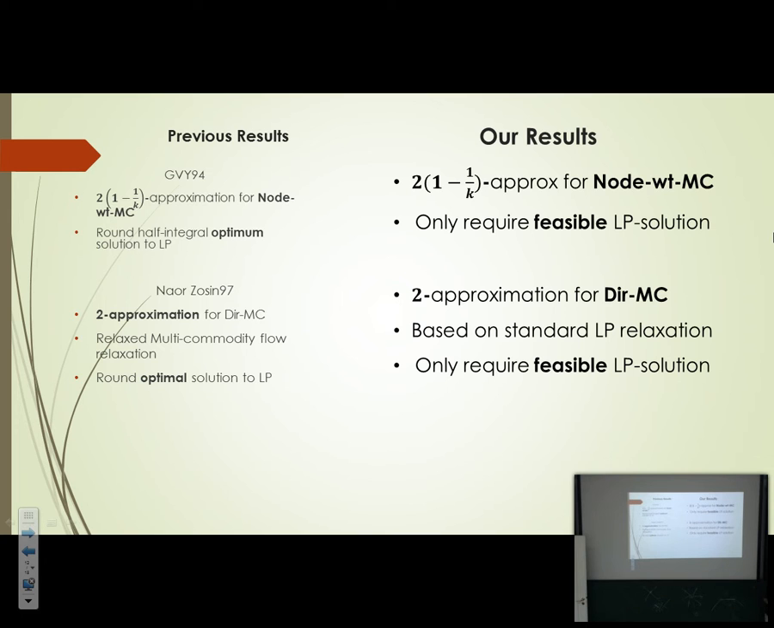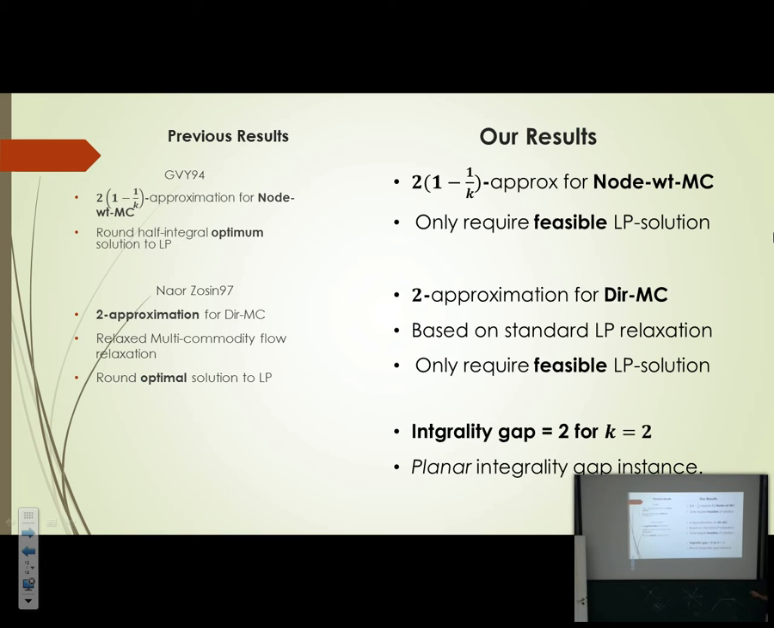The algorithm is based on the standard LP formulation we saw earlier, and again it requires just a feasible solution. So we can work with the 1 plus epsilon approximation of the LP to get a 2 times (1 plus epsilon) approximation. Additionally, we also prove the integrality gap. For the node-weighted case, the integrality gap was exactly 2 times (1 minus 1 over k). It is easy to prove that node-weighted multiway cut reduces to directed multiway cut. So the directed multiway cut has integrality gap at least 2 for arbitrary k. We prove that even with just 2 terminals, the integrality gap for directed multiway cut is 2. And our instance is planar.